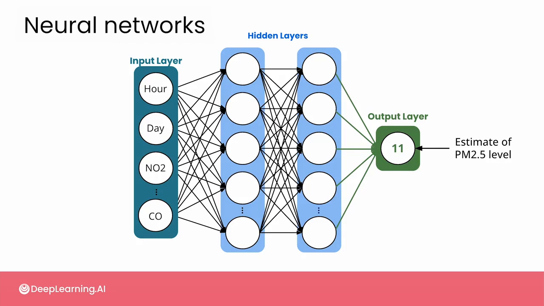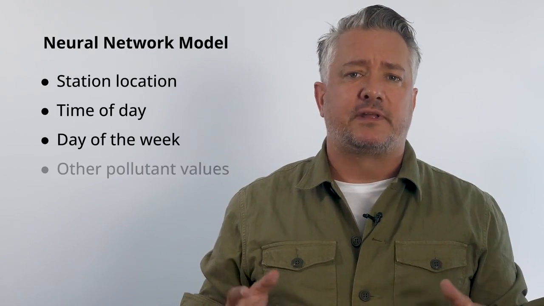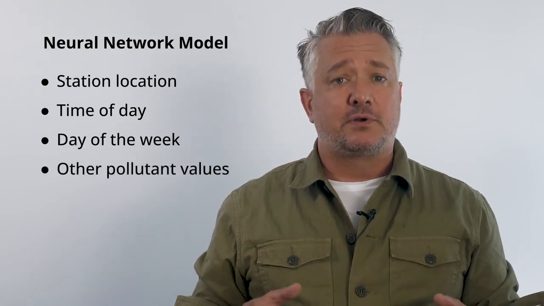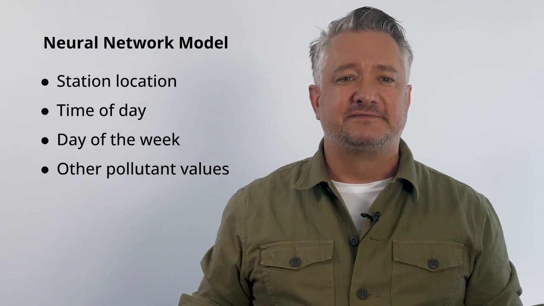And as the network sees each new example, it incrementally updates or learns to make better estimates from that data. It's important to keep in mind that with your baseline method, you're only considering one piece of information in your estimates, namely the nearest sensor station measurement. But now, in the case of your neural network, you're considering much more information, including station location, time of day, day of the week, as well as all of the other pollutant values. So let's jump into the lab and see how that works.